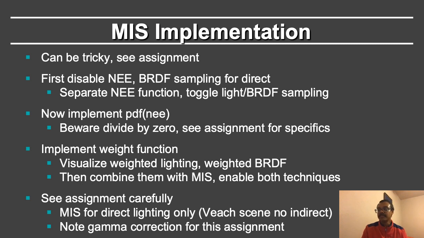And finally, you implement the balance heuristic or the weight function, and it's worth also visualizing the weighting for the lighting and the BRDF, which I'll show you on the next slide. And then you can combine them with multiple importance sampling and enable both techniques. See the assignment carefully, and note also that the multiple importance sampling is applied for the direct lighting only. In the beach scene, there is actually no indirect lighting applied. And also note that this assignment involves some level of gamma correction, so read those aspects in the homework.